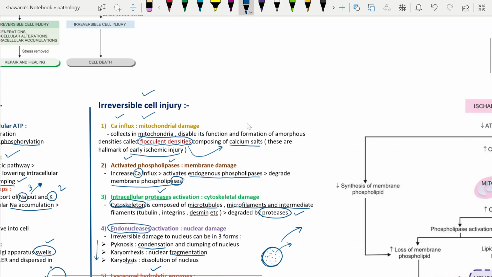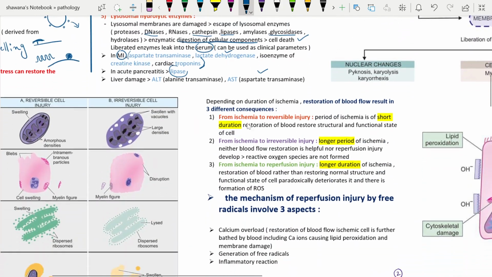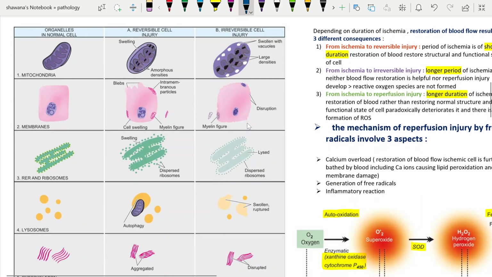Okay, this one was for the irreversible cellular injury. Here's the table from Harsh Mohan, and it is the schematic representation of reversible and irreversible cell injury. First, in the mitochondria, swelling occurs and flocculent densities are formed. In irreversible injury, large densities are formed.